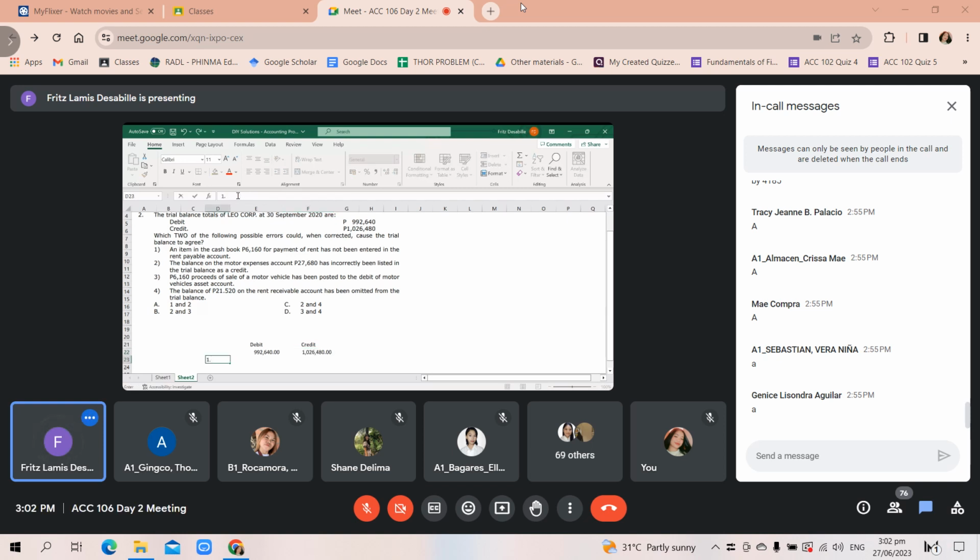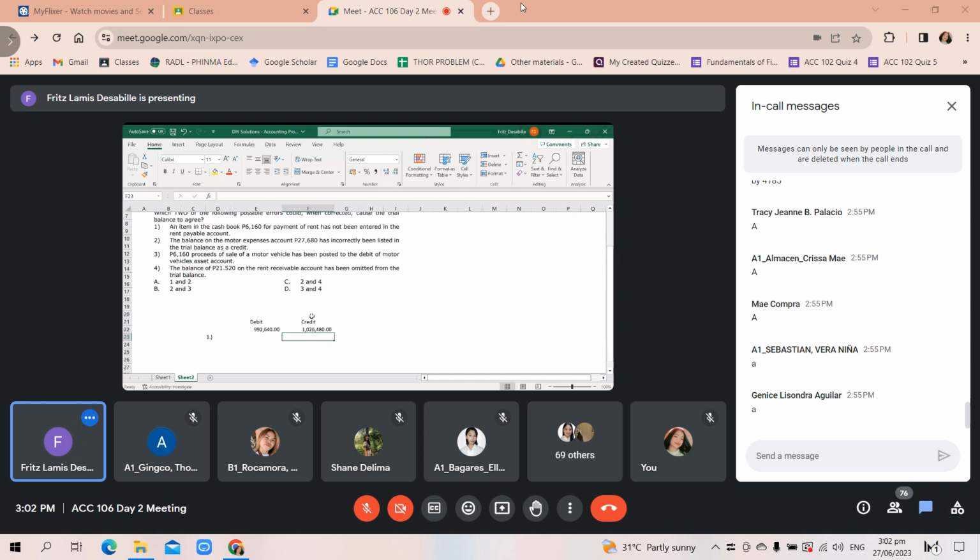Number one, item in the cash book, 6160 for payment of rent has not been entered in the rent payable account. So, rent payable, wala ta credit. However, nasa sa cash book, sa natay payment. So, the entry there, sige, again, let's just skip over number one lang sa may parts na to.